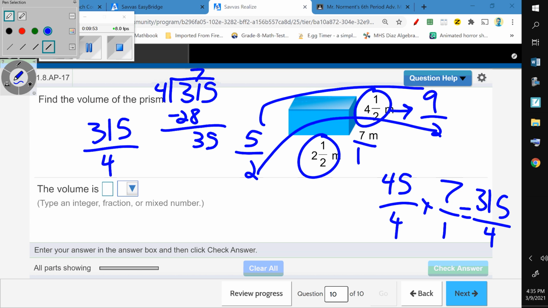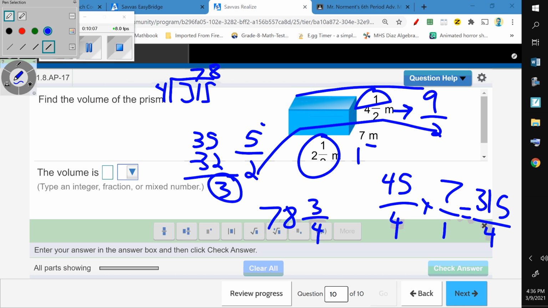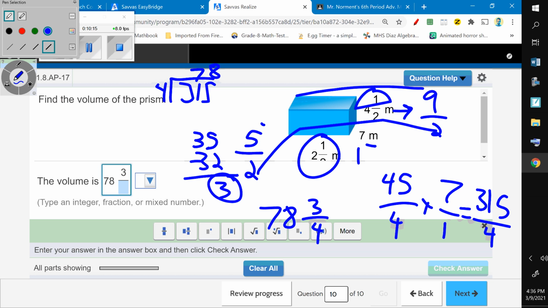Oh, forgive me, I got stuck for a second, because I had a remainder and I forgot what to do. But since I have a remainder, it's 78, and that remainder goes at the top, and the denominator stays the same. That's 78 and 3/4. I'm going to write that as a mixed number just to see if I did that right. 78 space 3/4.